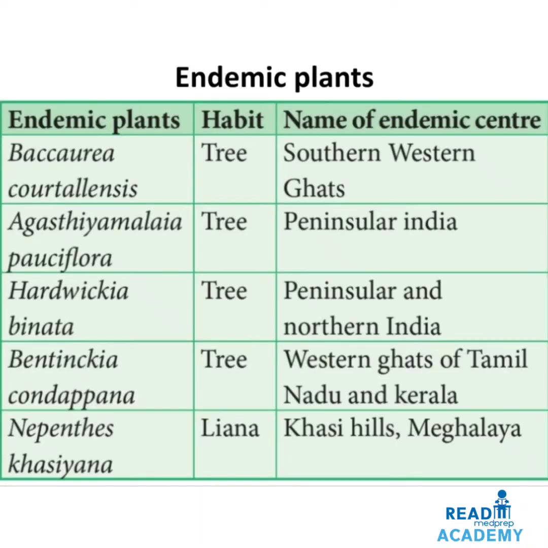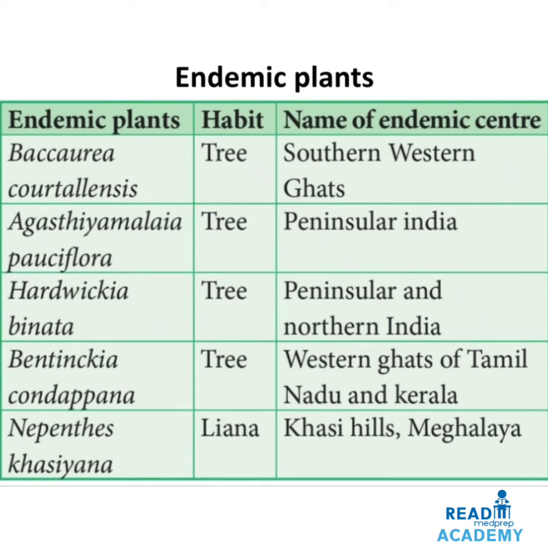Now, in this table, you can see some species of endemic plants. Bacoria cotalensis is a tree found in the southern Western Ghats. Agastya Malai passiflora is a tree found in peninsular India. Hardwickia binata is a tree found in peninsular and northern India. Bentiggia kondapanna is a tree found in the Western Ghats of Tamil Nadu and Kerala.